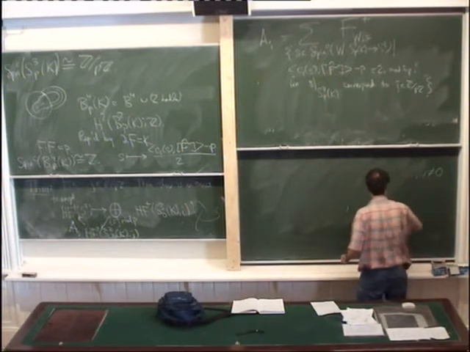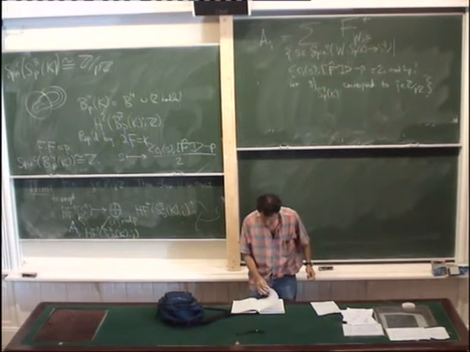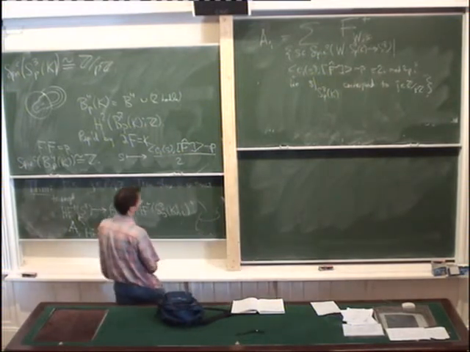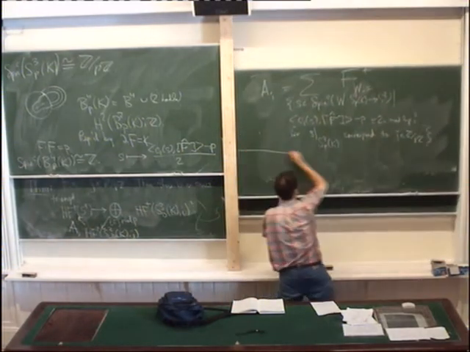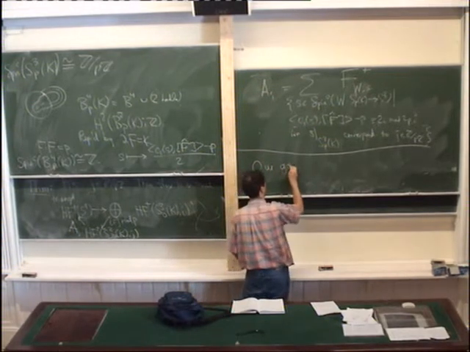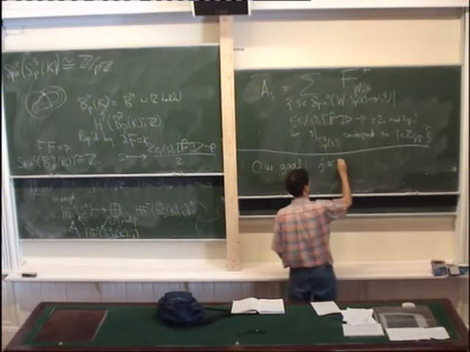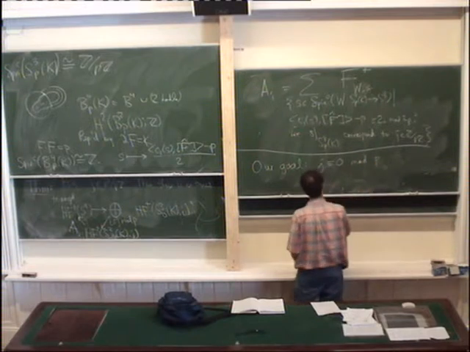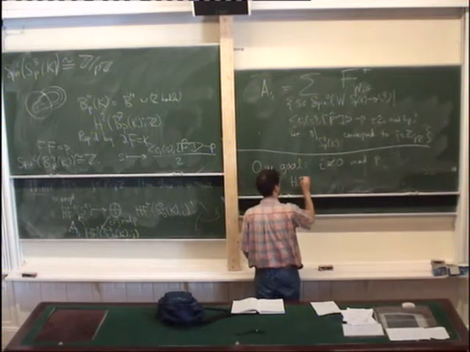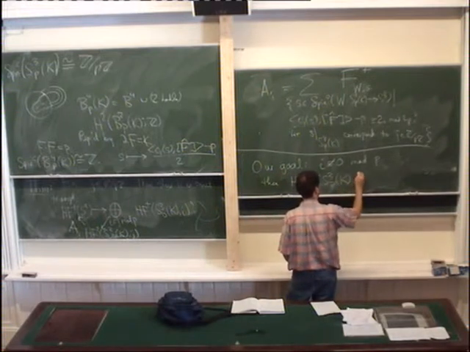So given this now, I'd like to sketch a proof of the theorem. Our goal is to show that if J is not congruent to 0 mod P, well, if I is not congruent to 0 mod P, then HF plus of S^3_P(K), this is what I'm going to prove now, is equal to 0.